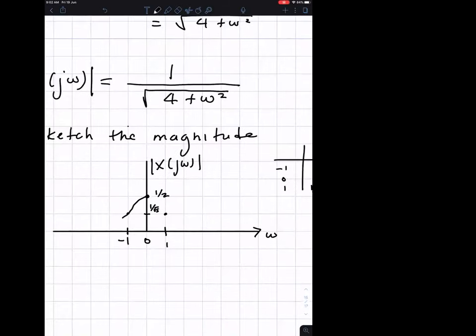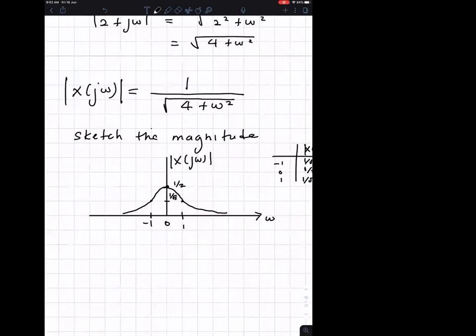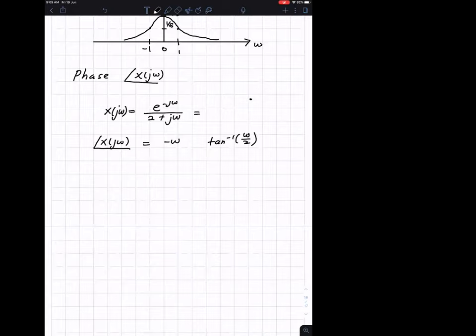So it's going to be something like this. You cannot go like this because this equation is never going to be 0 for any value of omega.